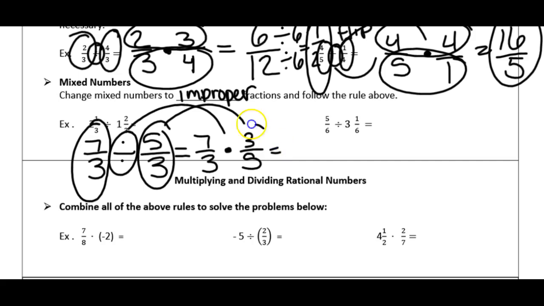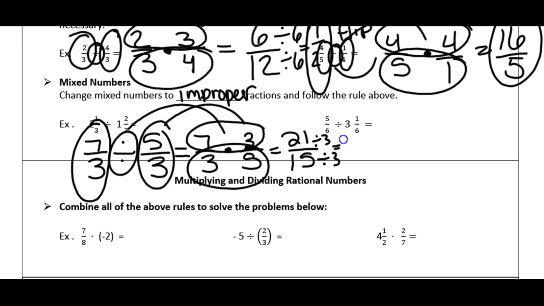Now we can just multiply. Multiply straight across. 7 times 3 is 21. 3 times 5 is 15. Think about what numbers go into 15. 3 goes into 15, and guess what? 3 goes into 21. So I'm going to divide those both by 3. And I end up getting 7/5. And there's nothing that goes into both 5 and 7, so I'm done.